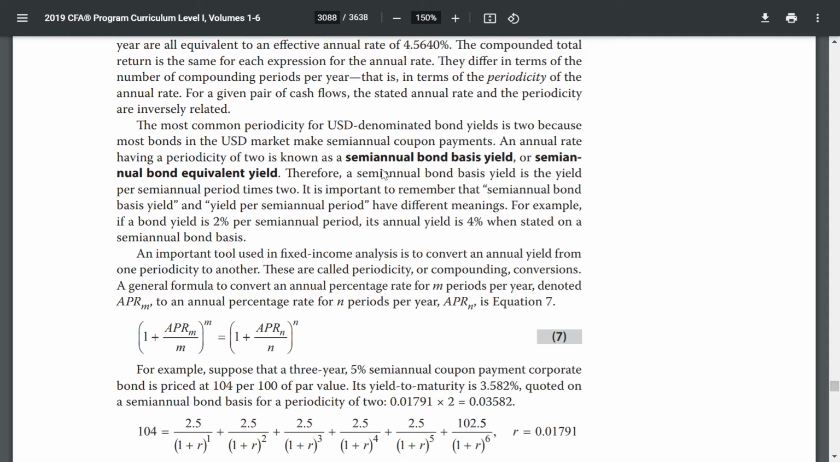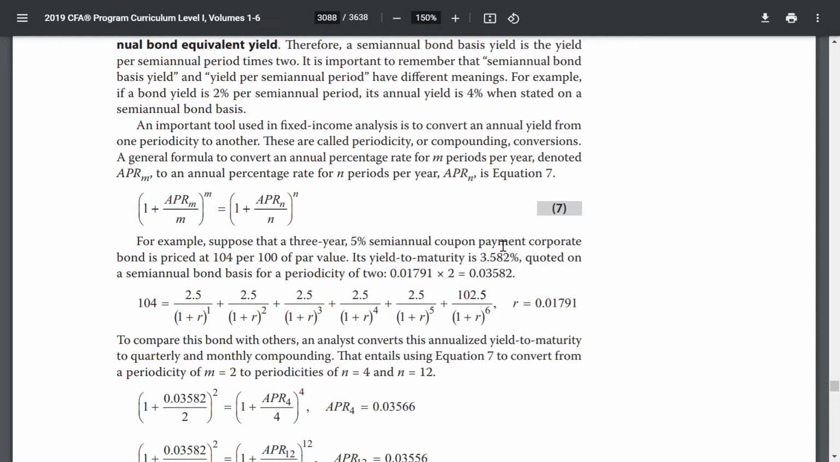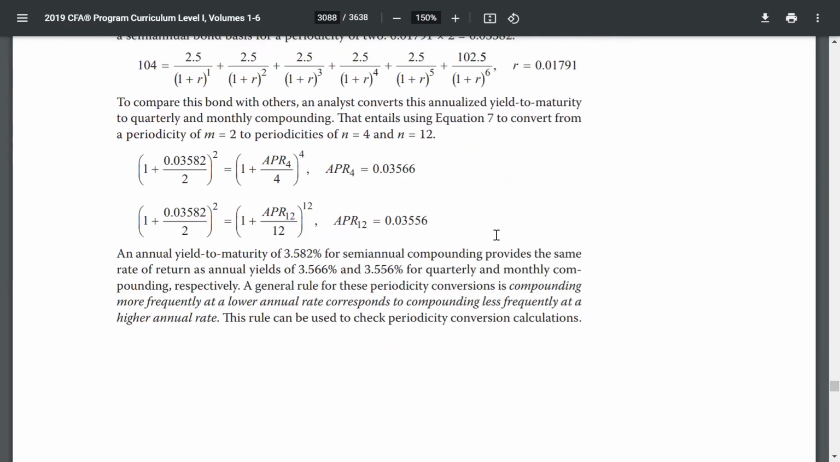It is important to remember that semi-annual bond basis yield and the yield per semi-annual period have different meanings. For example, if a bond yields 2% per semi-annual period, its annual yield is 4% when stated on a semi-annual bond basis. An important tool used in fixed income analysis is to convert an annual yield from one periodicity to another. These are called periodicity or compounding conversions. A general formula to convert an annual percentage rate for m periods per year, denoted as APR_m, to the annual percentage rate for n periods per year, APR_n, is equation 7.